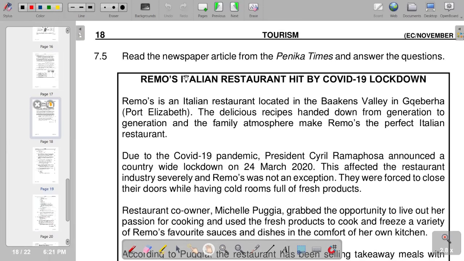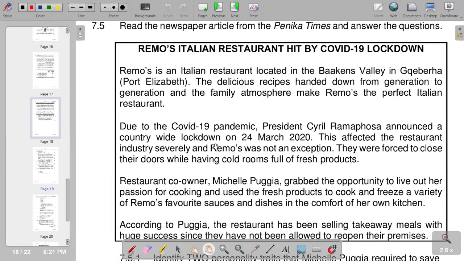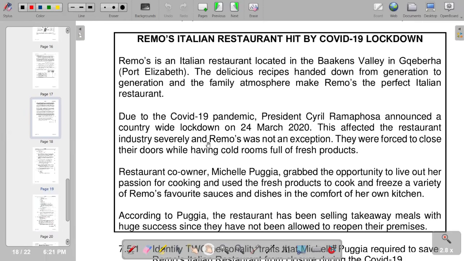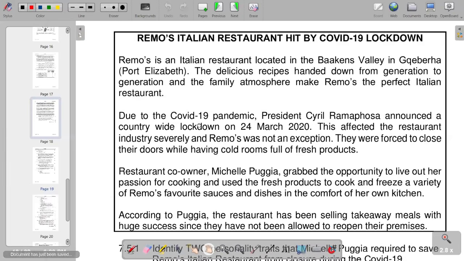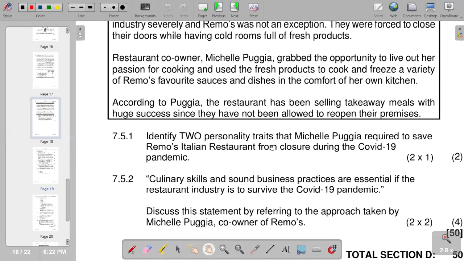Moving on to the next page, 7.5, we have to read the newspaper article from the Penica Times and answer questions. This is the newspaper article: Remo's Italian restaurant hit by COVID-19 lockdown. You need to go through everything before you attempt to answer the question. Then in terms of 7.5.1, identify two personality traits that Michelle Paglia required to save Remo's Italian restaurant from closure during the COVID-19 pandemic.